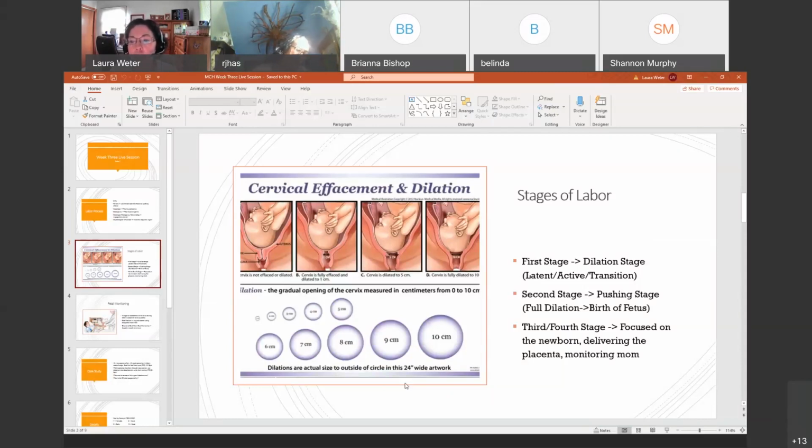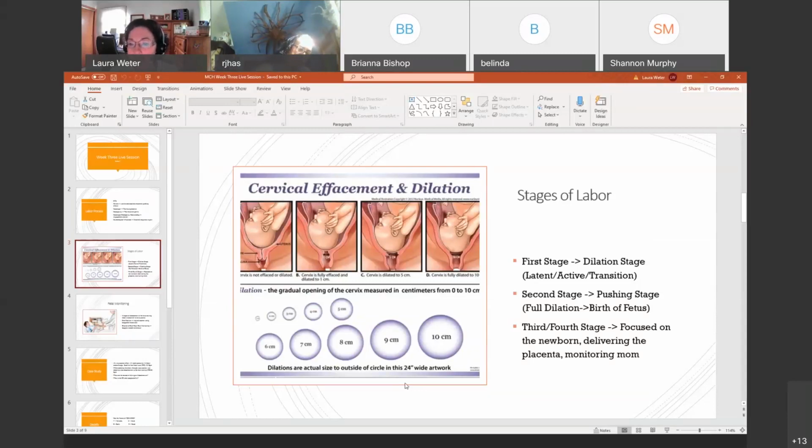So the first stage is divided up into 3 phases, okay? The latent phase, which there's not a lot of contraction happening. The contractions are not real intense. They may be up to 10 minutes apart, so they're not real close together. And we anticipate that that cervix is going to dilate anywhere from 0 to 3 centimeters. So the first 3 centimeters of dilation is considered the latent phase. Now, this can take a lot of time, especially if it is a first pregnancy. The first pregnancy, the labor process usually takes the longest, okay?